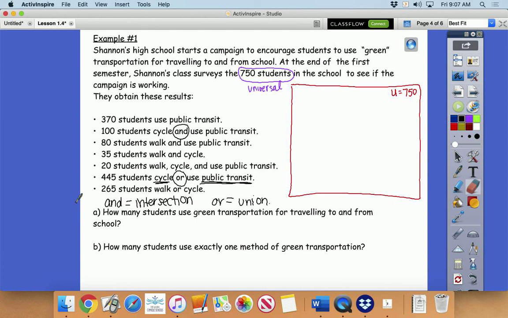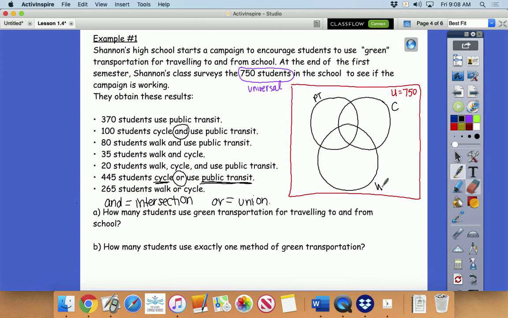We have 3 sets in this example. Our 3 sets represent public transit, so that's 1 set. We have another set that represents cycling, and a 3rd set that represents walking. And then here in the bottom right corner, you would write the students that don't do any of these, that don't use green transportation. So we would include a number outside the circles, but still within the Venn diagram. With these 3 circle Venn diagrams, the hint is that you want to start from the middle. You want to start from the inside, right here, and work your way out.